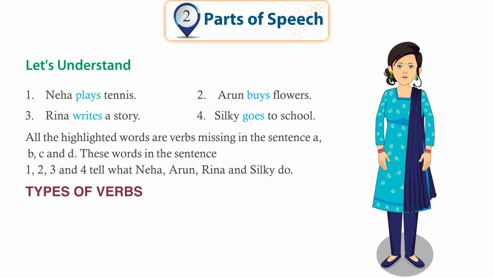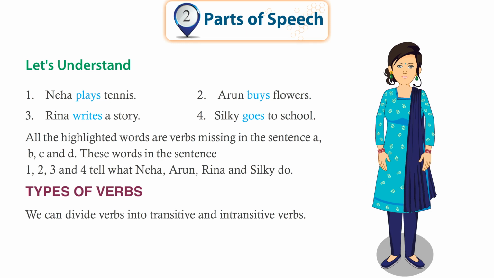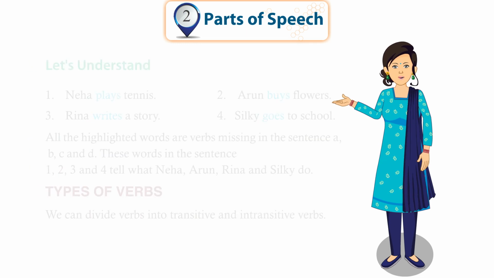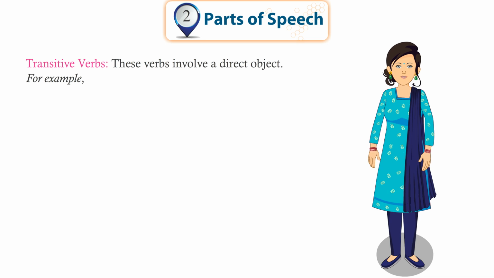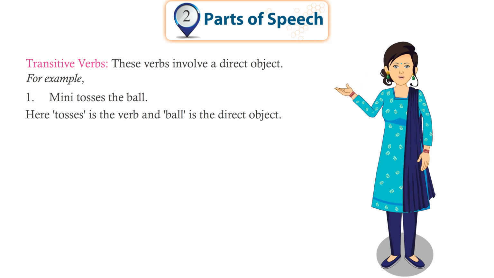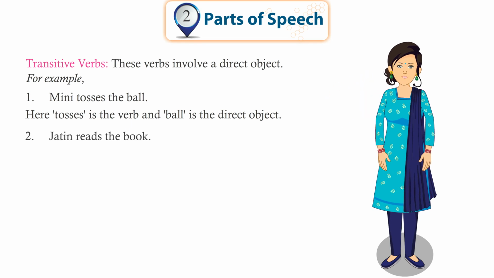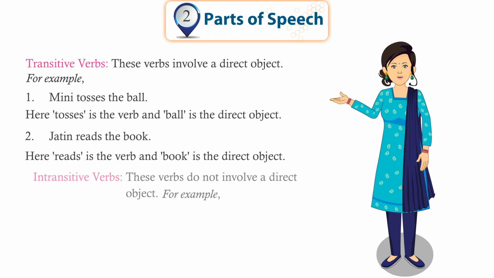Types of verbs. We can divide verbs into transitive and intransitive verbs. Transitive verbs. These verbs involve a direct object. For example, Minnie tosses the ball. Here tosses is the verb and ball is the direct object. Jatin reads the book. Here reads is the verb and book is the direct object.